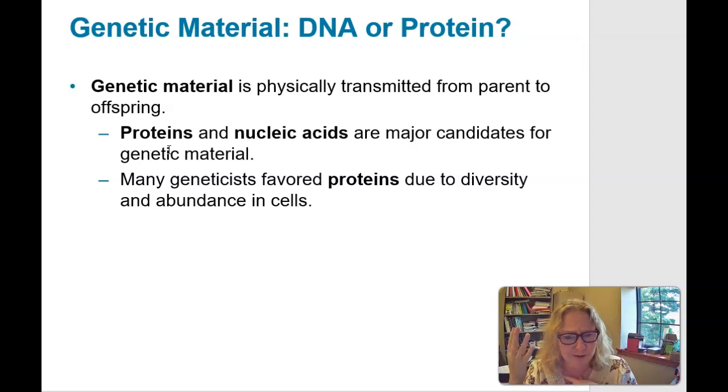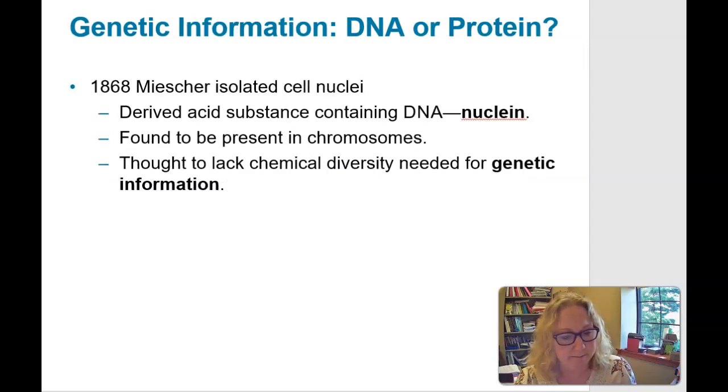Nucleic acids, there's 4: A, T, C, G. The entire genetic information cannot be just A, T, C, G. That's crazy. No one believed it. So again, most everybody favored proteins.